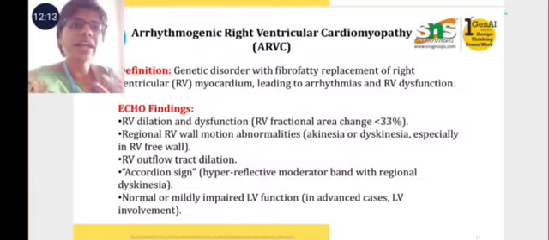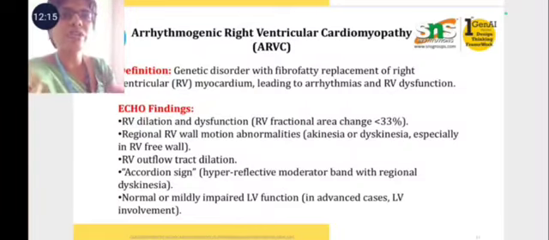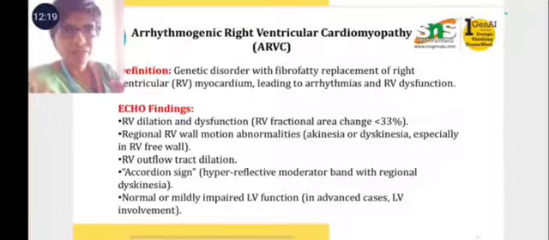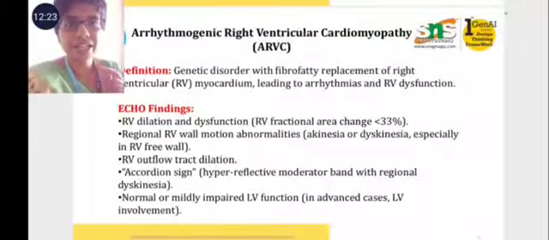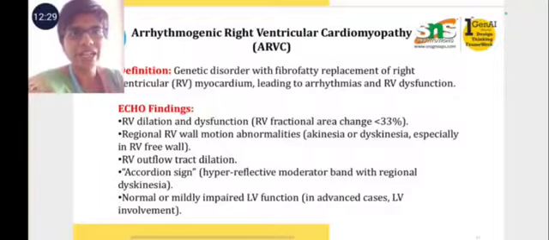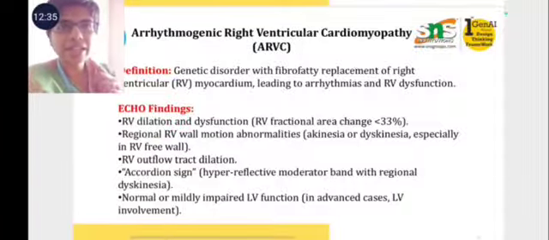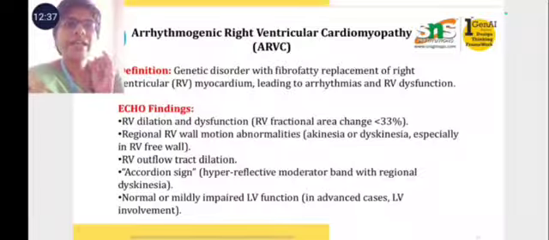RV outflow tract dilatation. What does outflow tract mean? Pulmonary artery area, correct? Infundibulum. Blood from the right ventricle is passed through what? To the lung via the pulmonary artery. So RV outflow tract is about the pulmonary artery. So the pulmonary artery outflow tract gets dilated, and normal or mildly impaired LV function.